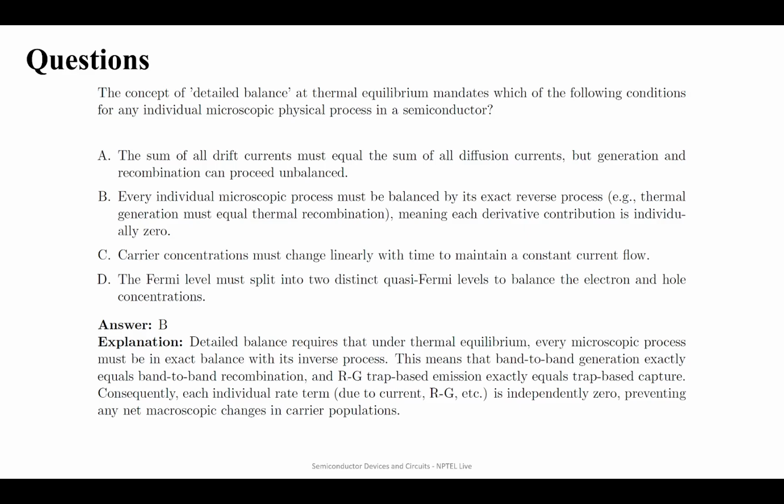The answer to this is B. Detailed balance requires that under thermal equilibrium, every microscopic process must be in exact balance with its inverse process. This means that band-to-band regeneration exactly equals band-to-band recombination, and RG trap-based emission exactly equals RG trap-based capture. Consequently, each individual rate term due to current, RG, etc. is independently zero, preventing any net macroscopic changes in carrier populations.